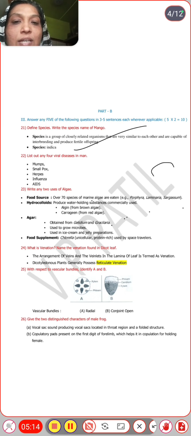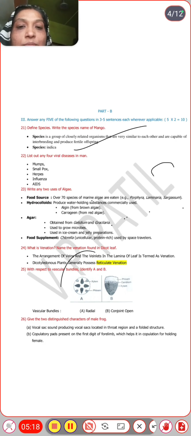Write the venation of a dicot leaf. Arrangement of veins and veinlets in the lamina of a leaf is termed venation. Dicotyledonous plants generally possess reticulate venation. With respect to vascular bundle, identify A and B. See the structure, vascular bundle. A is radial vascular bundle. B is conjoint open type vascular bundle.